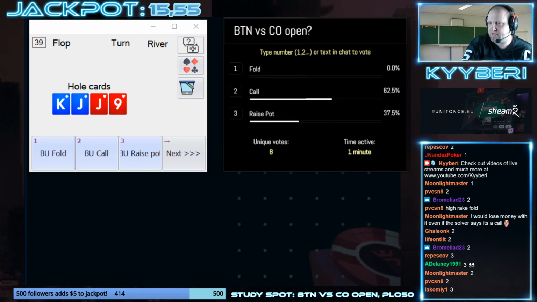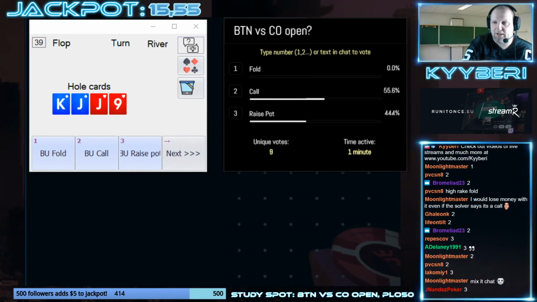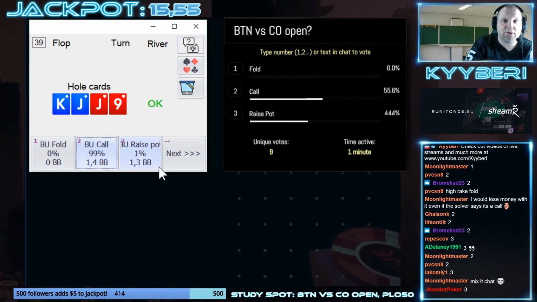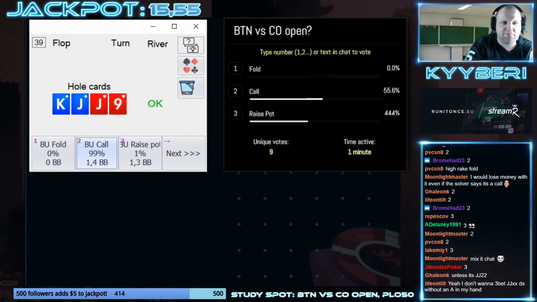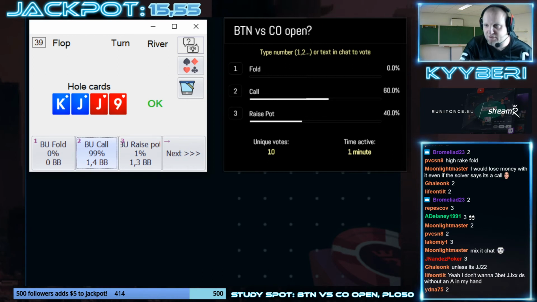Twitch chat says it's a call. So it has to be a mixed strategy. But I don't like the 3-bet with pocket jacks. Because then when the board is something like 8-7-3 or something, and you have that cut shot and overpair, I would hate my life. So I would call. Oh, there's that 1% 3-bet. But very, very high frequency on calling.